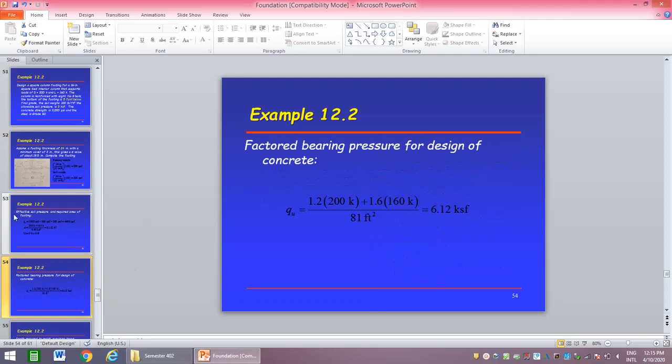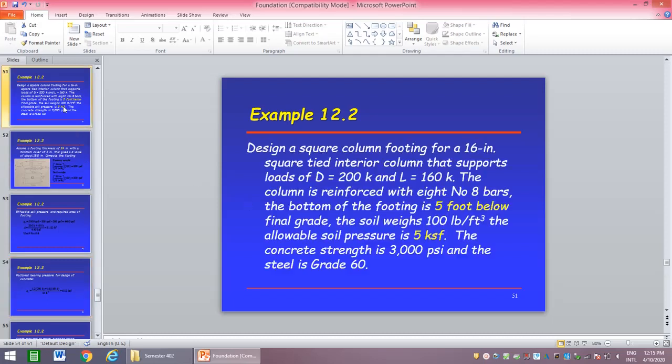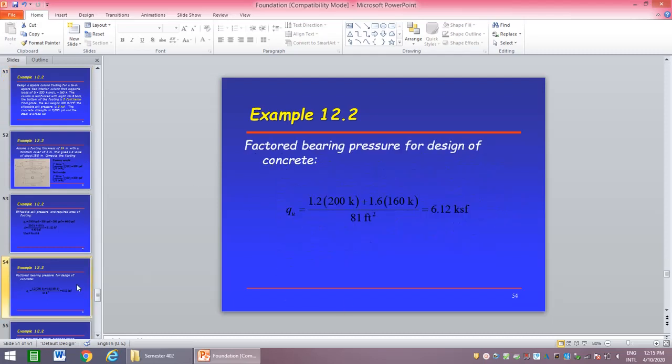Now you have to calculate what is the actual bearing pressure which is acting on the foundation, because you provided 9 feet by 9 feet, the area is 81. For calculating the actual pressure you have to multiply by the factor of safety. So 1.2 multiplied by 200, 1.6 multiplied by 160, it is coming 6.12. Here soil bearing pressure is coming 5, but the actual soil pressure which is acting on the soil is 6.12. For this soil pressure, you have to design your foundation.